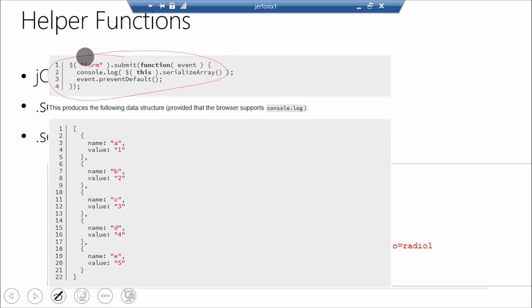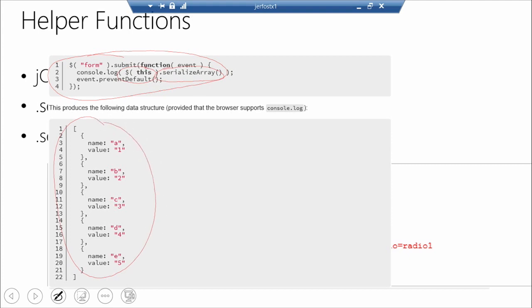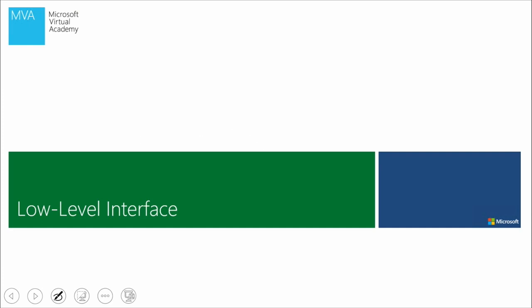So here's a form at the top. I'm submitting it, and then with the submitted form value, I'm saying I want to serialize that array, and then that is turning into what you see here, a big name-value pair of objects that are all arrayed together. I hope that's clear. Let's go ahead and move on and look at the low-level Ajax functions.